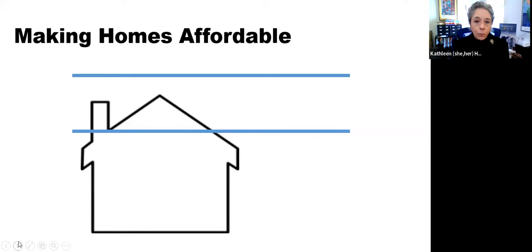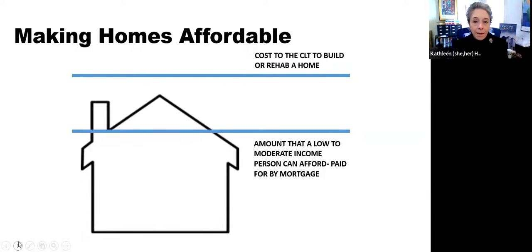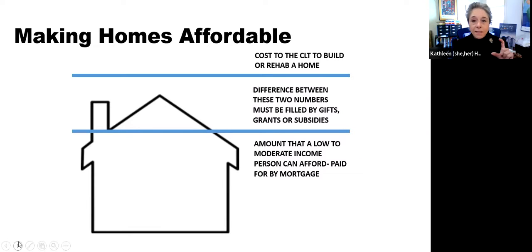So what we do is, on this line at the top of the screen, let's say whatever the cost is with current labor and materials, there's a cost to the CLT to build or rehab a home. And then there's the amount that a low to moderate income person can afford to pay through their mortgage. Then the difference between those is what we have to fill with gifts, grants, or subsidies.